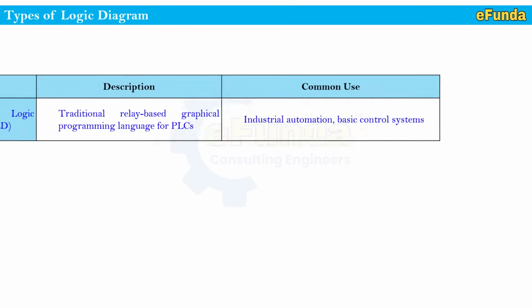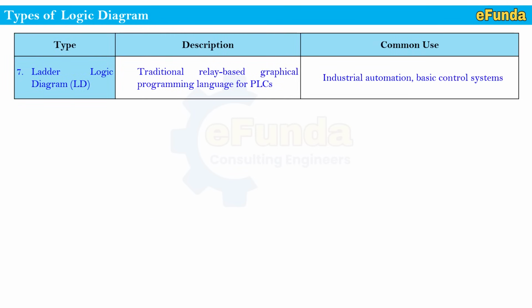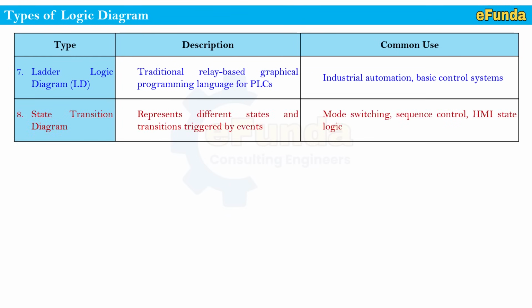Seventh, ladder logic diagram. A traditional relay-based graphical programming language for PLC, commonly used for industrial automation, basic control systems, etc. Eighth, state transition diagram. It represents different states and transitions triggered by events, commonly used for mode switching, sequence control, and HMI state logic.